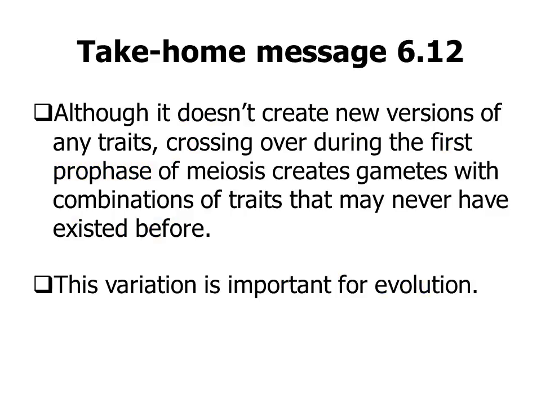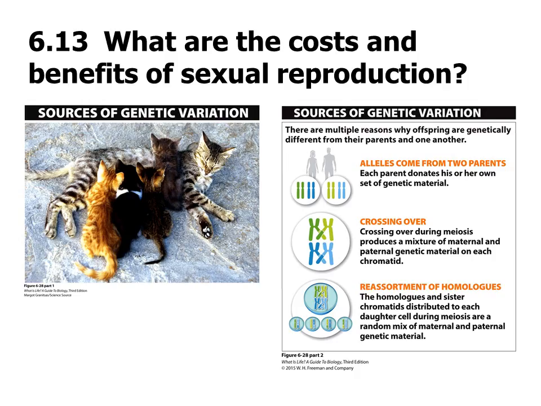You do not need to know this one. This is important for evolution, that's why I bring it up. Remember how I said that there's 2 different types of reproduction. There's asexual and then there's sexual. Well, there's advantages and disadvantages to both.